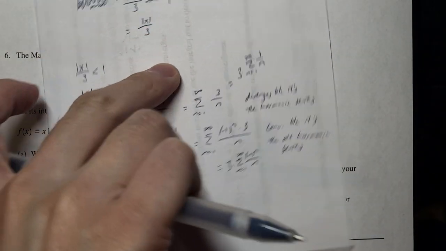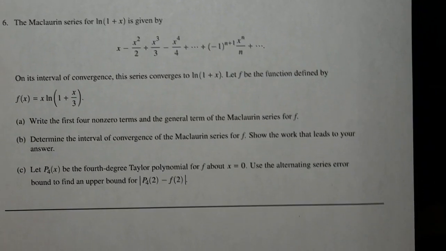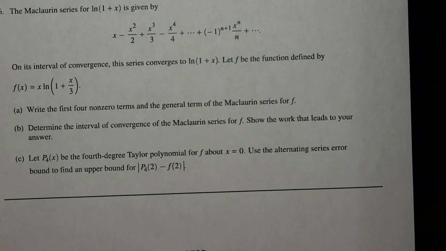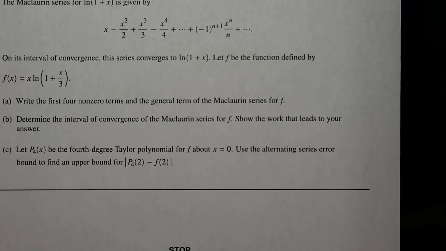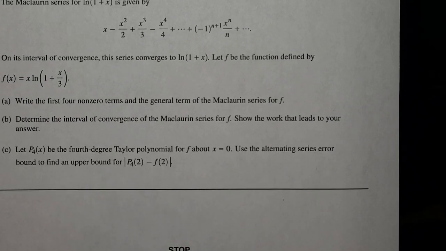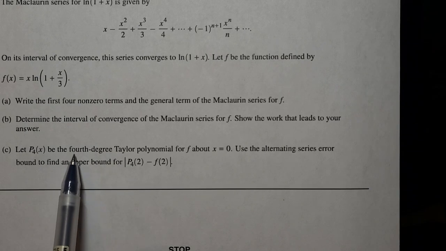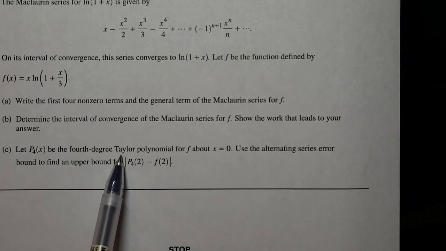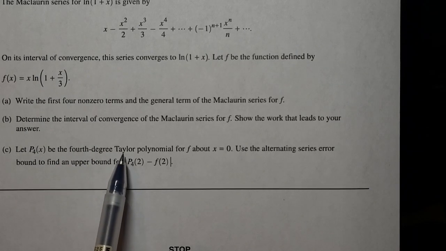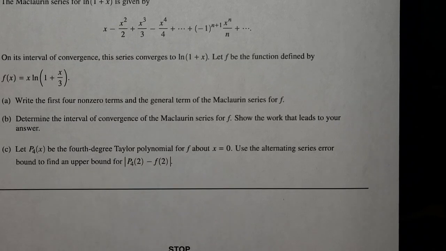And part C, this was the easiest one actually. Let P of 4 be the 4th degree Taylor polynomial for f about x is equal to 0. Use the alternating series error bound to find an upper bound for P4 of 2 minus f of 2. Okay, so what does the alternating series error bound say? The maximum error is the first omitted term. So P4 is a 4th degree Taylor polynomial. The 5th degree term is the first omitted term.